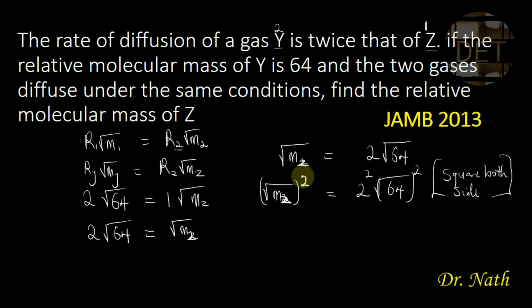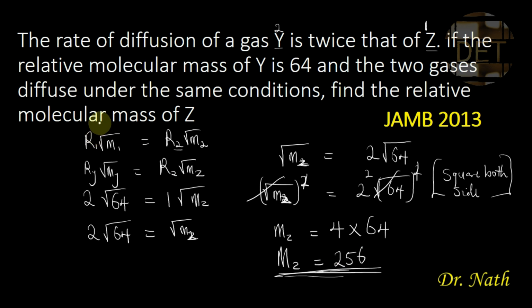So having done this, this square will cancel the square root. So we will be left with MZ is equal to 2 raised to the power 2, which is 2 times 2, and that is equal to 4 times. This square will cancel the square root, so 64 will be left, so that will be times 64. So my MZ now will be equal to 4 times 64. 4 times 64 is equal to 256. So the relative molecular mass of the gas Z is equal to 256. So this is our answer.